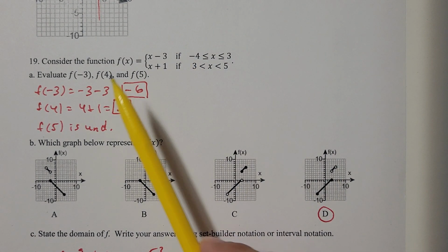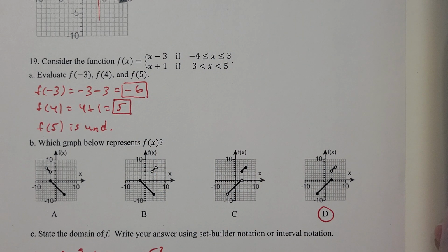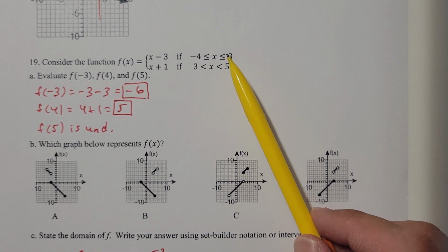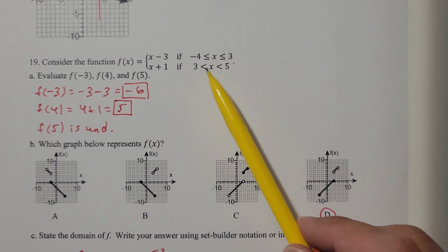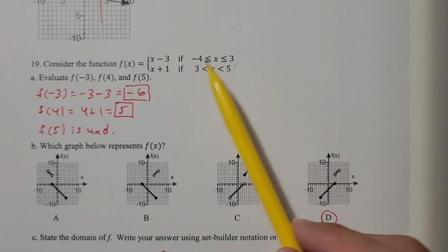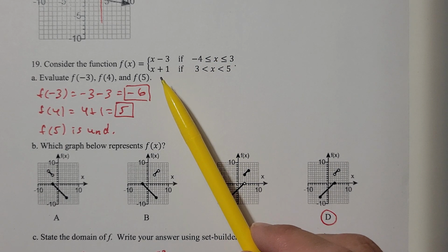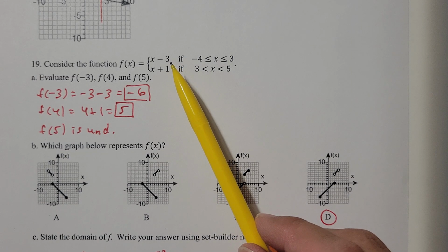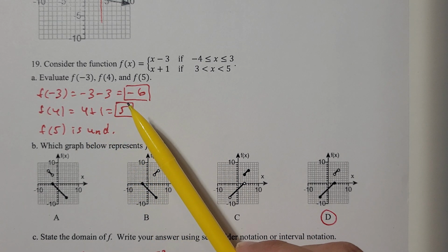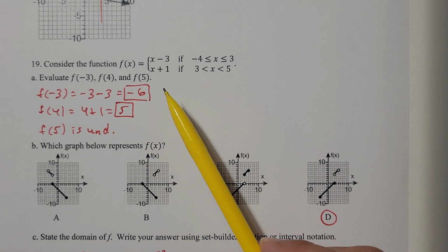Let's find f of 4 next. Well, 4 is not between -4 and 3. 4 is between 3 and 5, right? So when I plug 4 into the function, specifically it's got to go into piece 2. And I'm going to do nothing at all with piece 1. 4 plus 1 is 5. So the point (4, 5) would be on the graph.